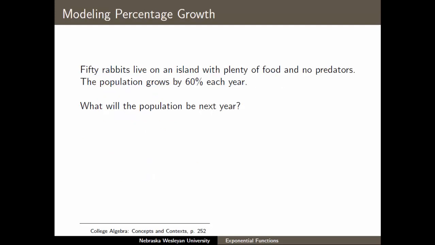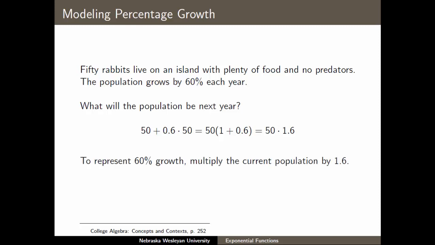Saying that a value grows by a certain percent is actually an exponential function as well. So suppose we have 50 rabbits to begin with, and their population grows by 60% each year. Before we try to make an equation, let's think about how we would figure out the population for next year. We have 50 rabbits currently, and we expect the population to increase by 60% of the current population. So that's 50 plus 0.6 times 50. That's the original 50 plus the 60% growth. If I factor out the common 50, then I have 50 times 1 plus 0.6. So that's the same as saying 50 times 1.6.